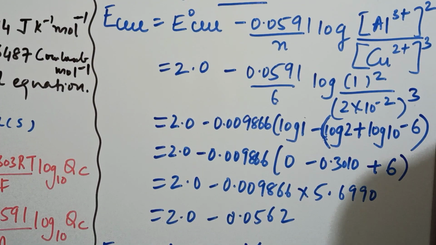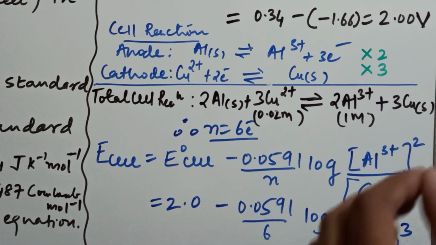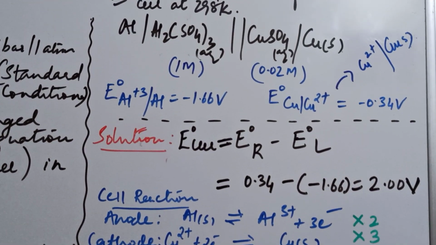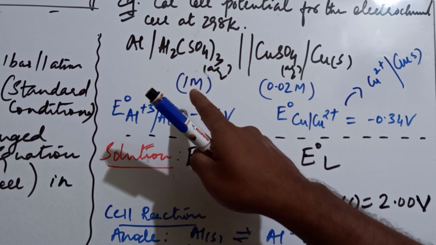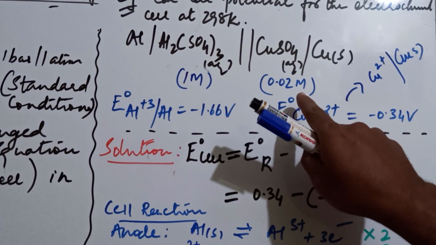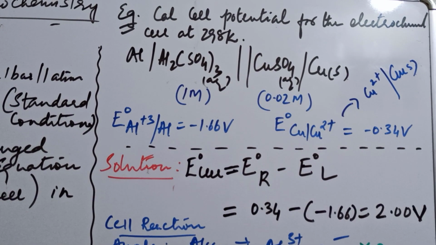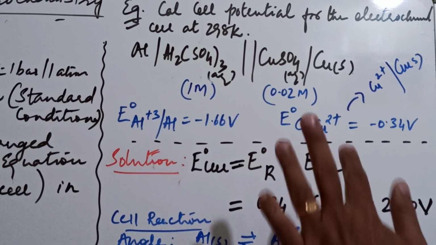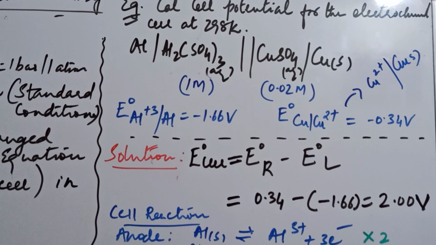We have calculated the cell potential of this particular cell, which is in non-standard state. Why non-standard state? Because the concentration here is 1 molar, but here it is 0.02 molar, which is non-standard state. So we have calculated the cell potential of a cell which is in non-standard state using the Nernst equation. I hope the things would be very clear now.